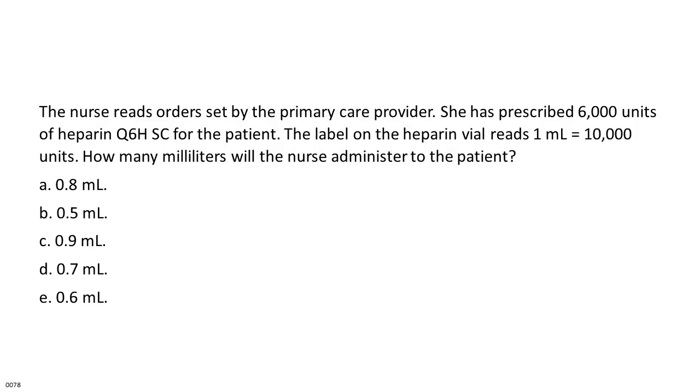The nurse reads orders set by the primary care provider. She has prescribed 6,000 units of heparin 6th-hourly subcutaneous for the patient. The label on the heparin vial reads 1 milliliter equals 10,000 units. How many milliliters will the nurse administer to the patient? A. 0.8 milliliters. B. 0.5 milliliters. C. 0.9 milliliters. D. 0.7 milliliters. E. 0.6 milliliters.